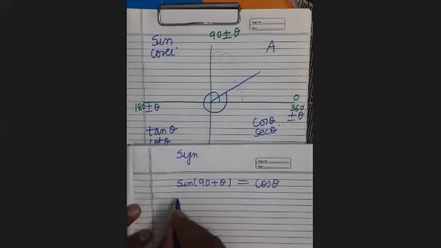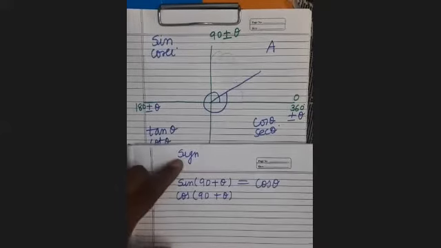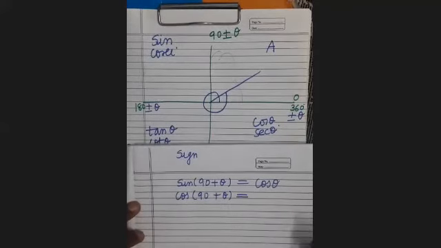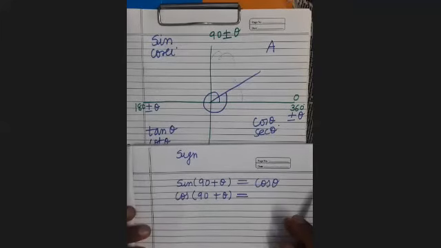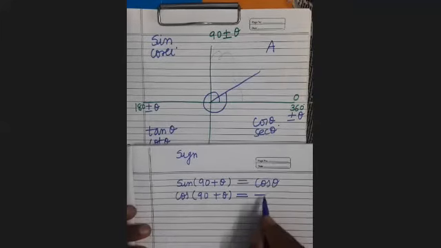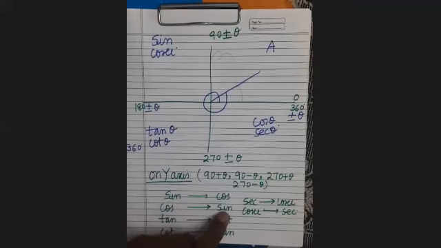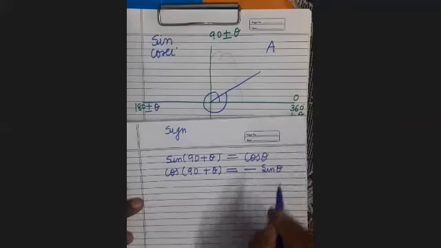Clear? Now cos 90 plus theta. What will be its sign? First you see sign. Negative, because it is in second quadrant, and in second quadrant cos is negative. It is clear? Now at this angle cos changes into what? Into sine. Means it will be minus sine theta.